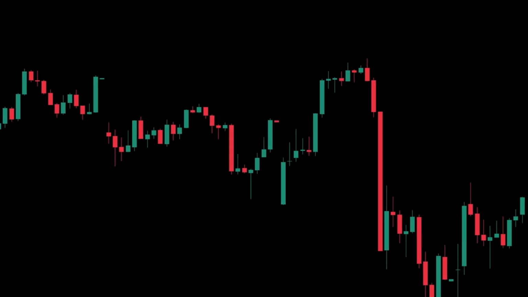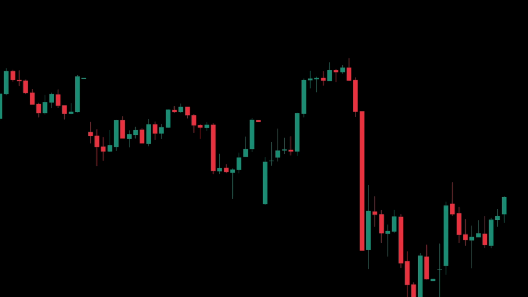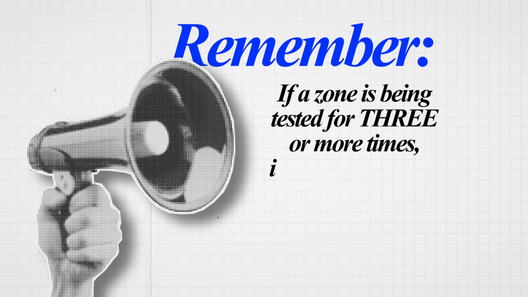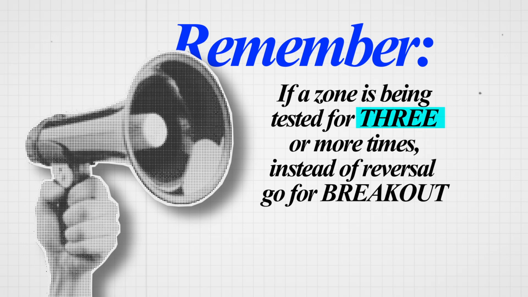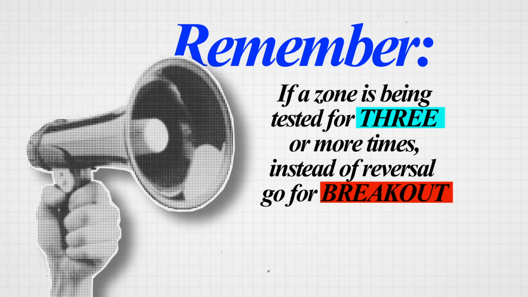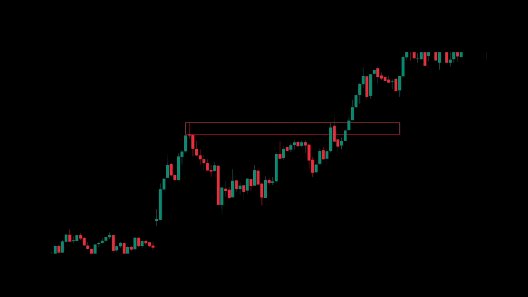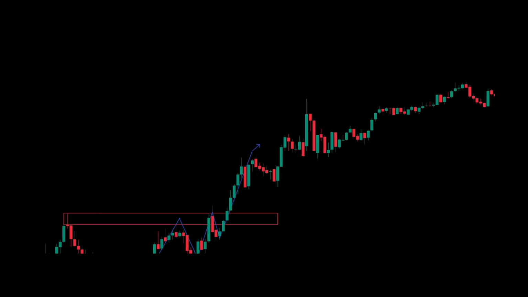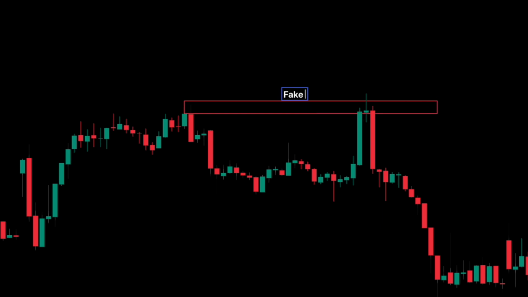But if the market returns to these levels again and again, it tends to become weak and prone to being broken. Remember one thing, if a zone is being tested 3 or more times, instead of going for reversal, look for the opportunity and plan for breakout. This is key for your chart skill development. There are certain conditions to identify a strong or fake breakout. We will talk about them in a separate video.